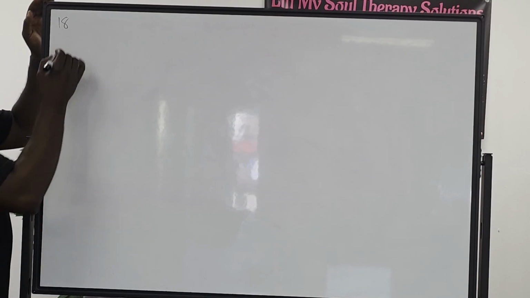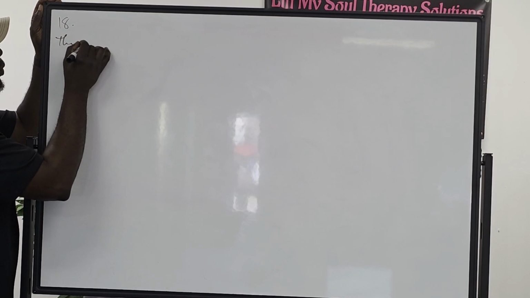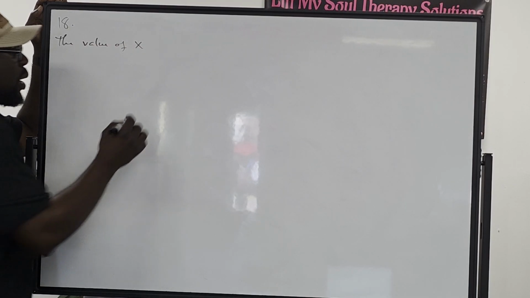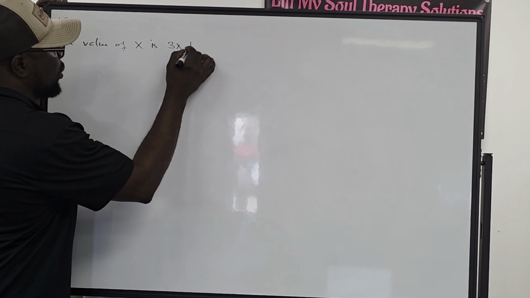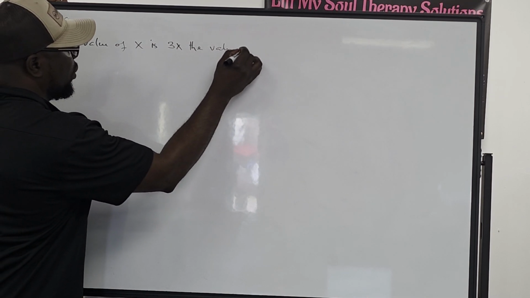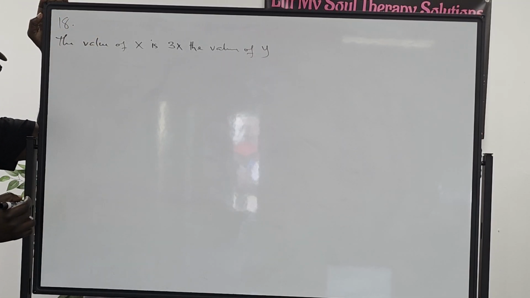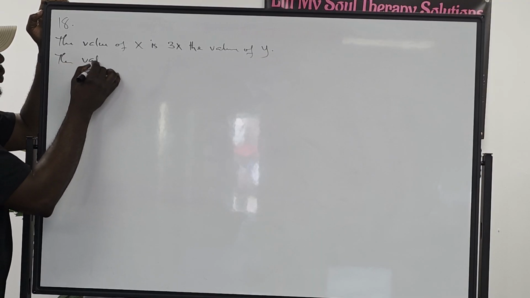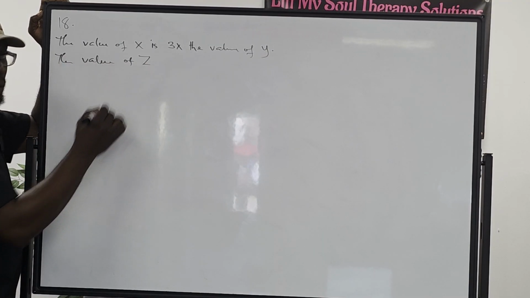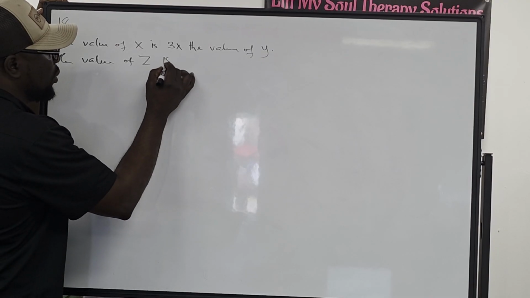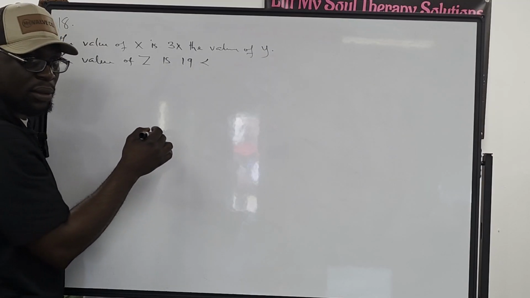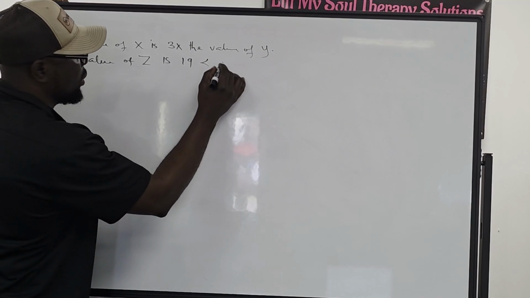Question 18 says the value of x is 3 times the value of y. So that's the first statement. The second statement says the value of z is 19 less than the value of x.